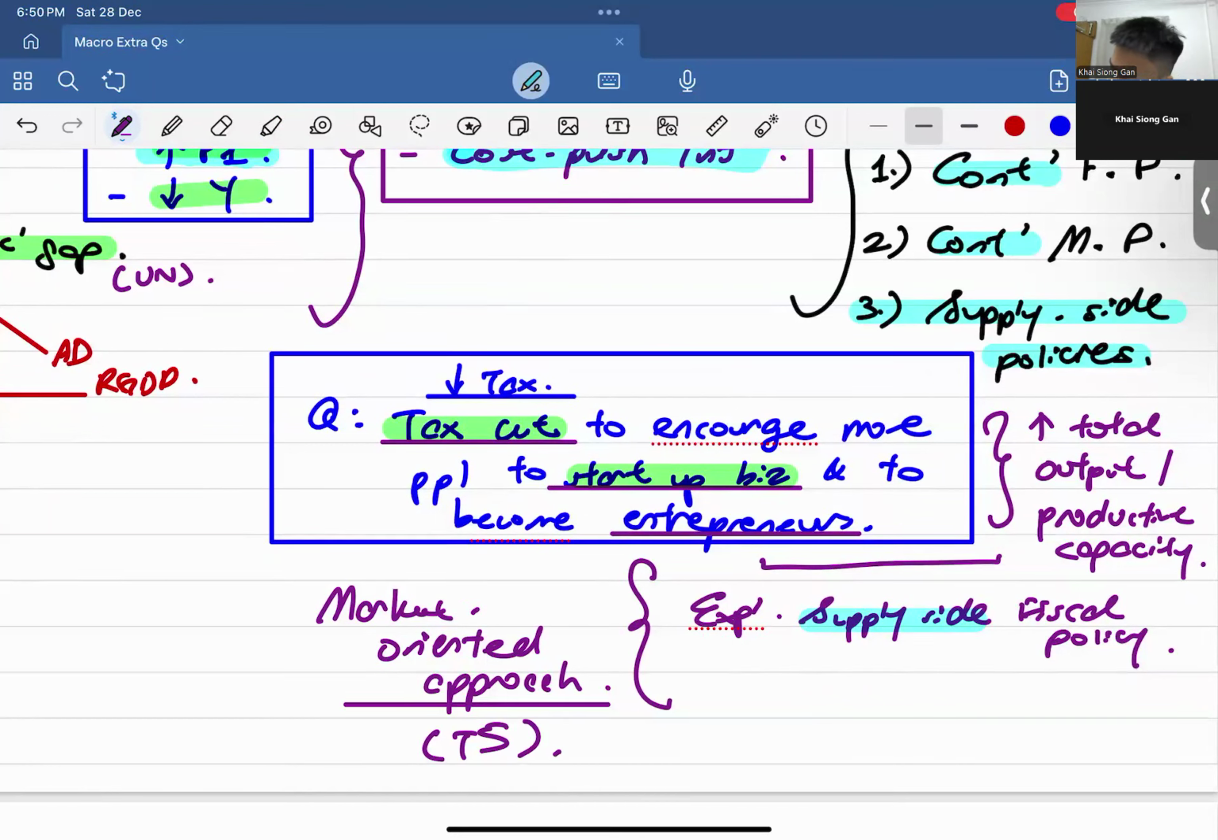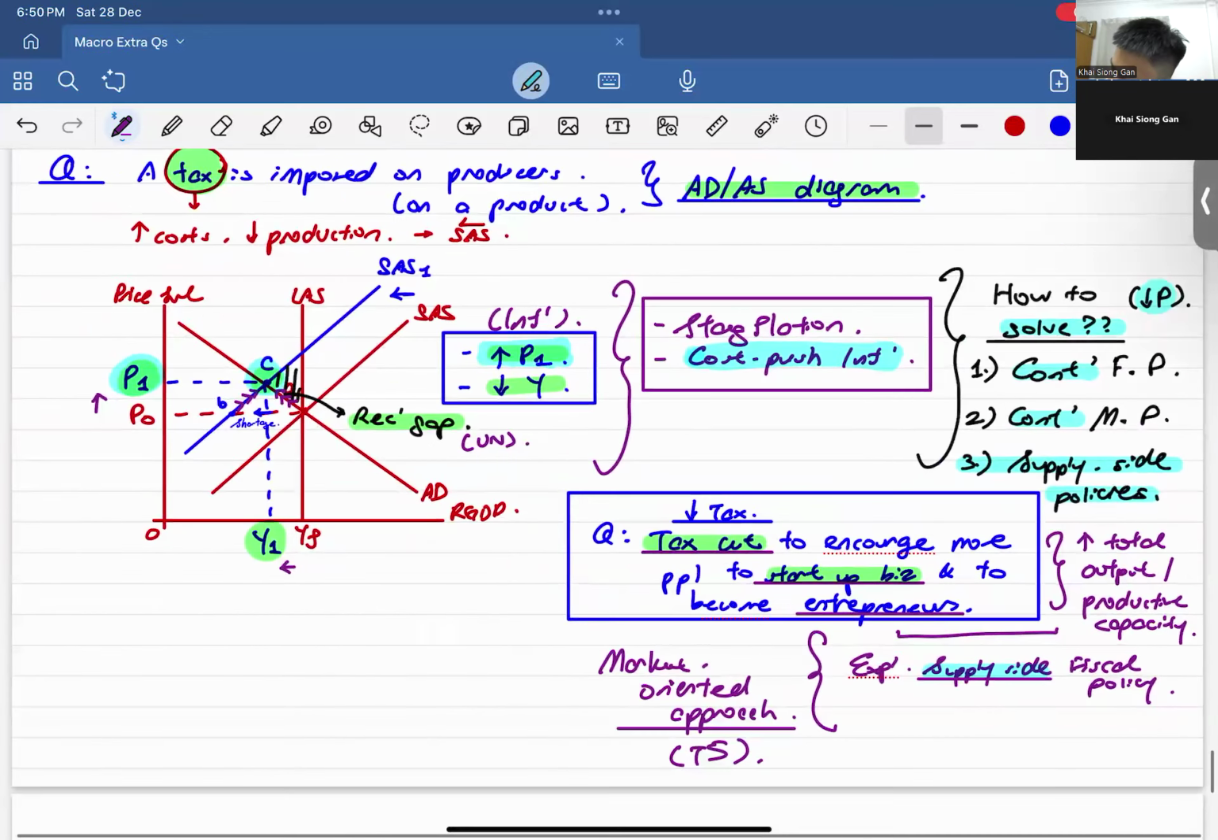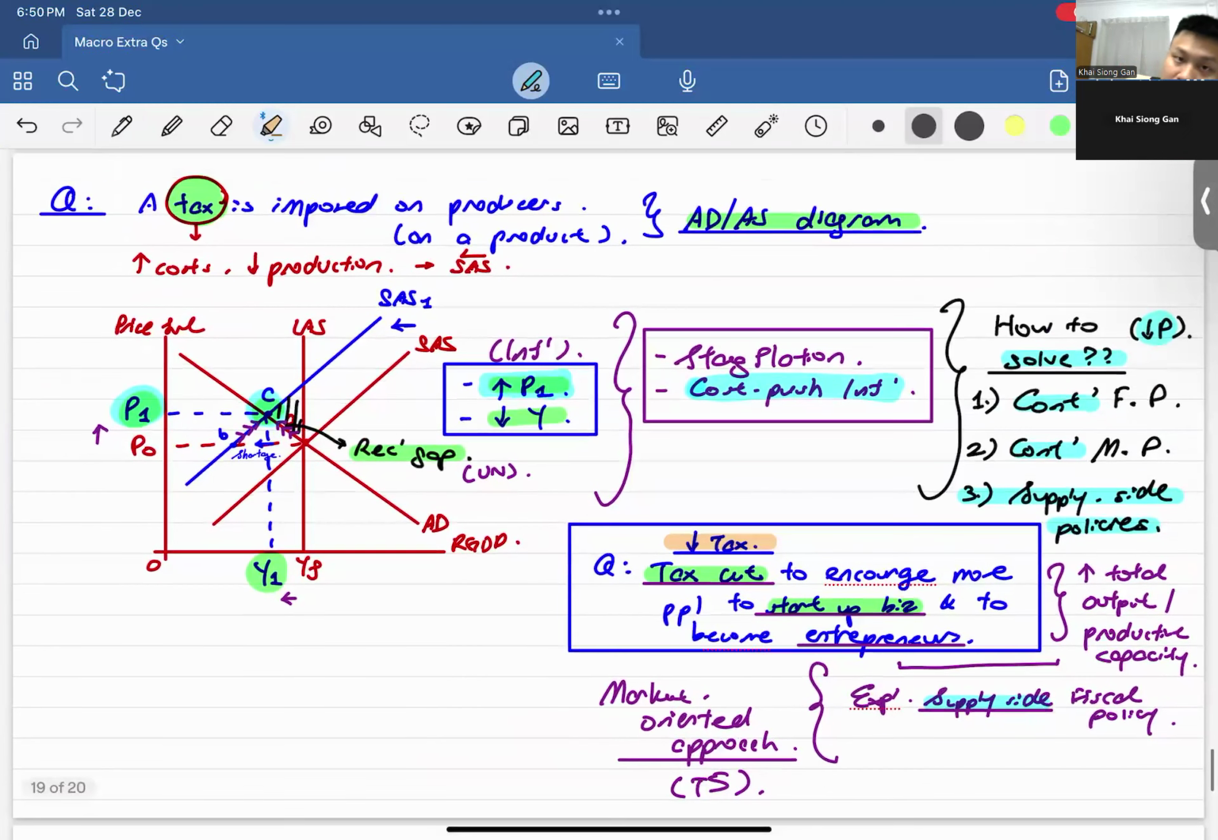Tutorial 5, supply side. Okay, don't forget about that. So you can see I can change the question a bit and the whole thing will be very different. From the initial tax on producers, now I twist, and then it becomes a supply side policy question. So read the question properly to know what is being asked.